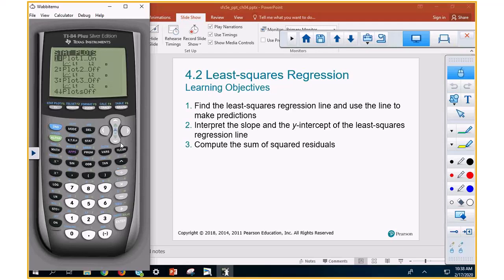It doesn't do that? Okay. Now hit enter, and then hit enter again, and that will turn the first one on. And then you go up here, top right hand corner, and hit graph. If it doesn't show up, you hit zoom 9. Zoom 9 is zoom statistic.